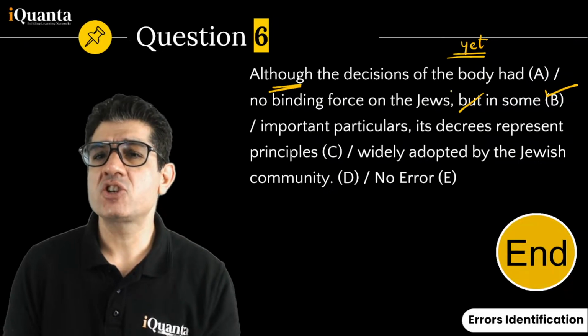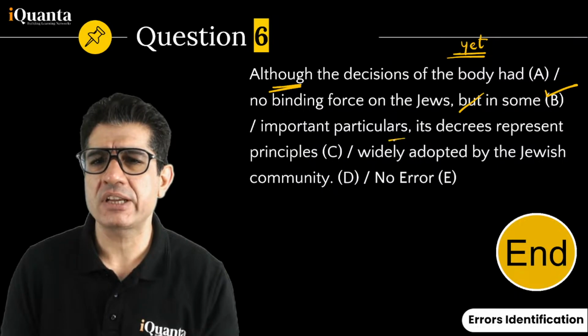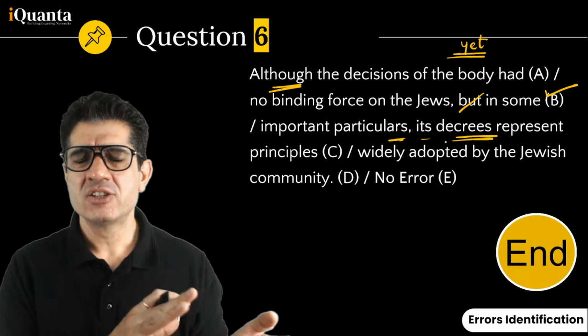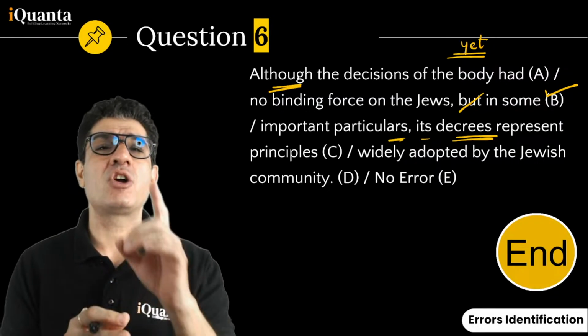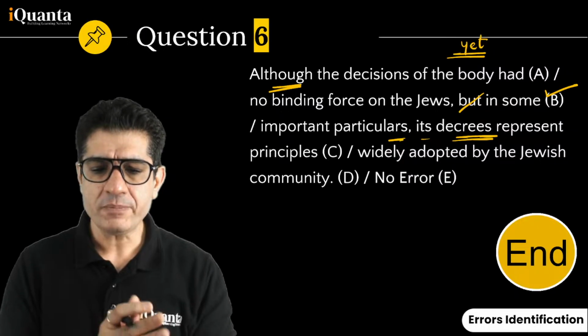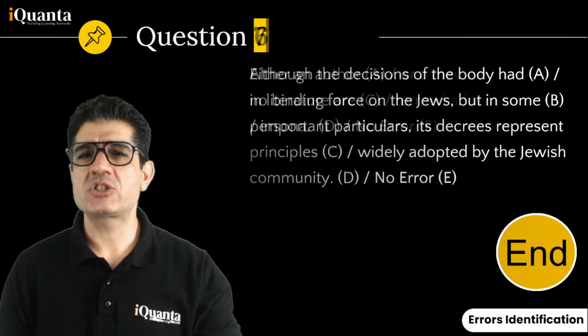So although the decisions of the body had no binding force on the Jews, yet in some important particulars, its decrees. Decrees are basically decisions. So decrees is absolutely all right. It need not be a single decision. There can be multiple decisions as well. And that is why B. So here is question number 7.